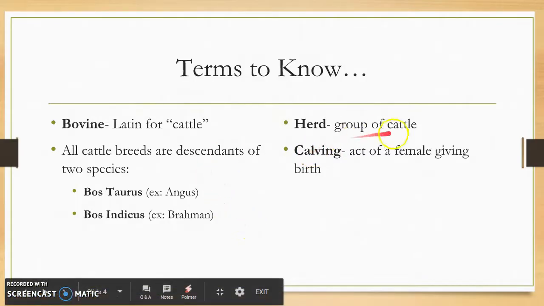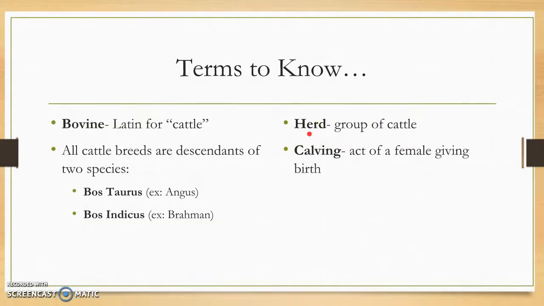And the last couple terms you should know: a herd just refers to a group of cattle, can be male and female all together. You say, oh, that's a herd of cattle out in that pasture, would be how you would use that term. And then calving is the word that we use when a female is giving birth. So if a cow is having a baby, you say, oh, that cow is calving, or oh, that heifer is calving if she's having her first calf.